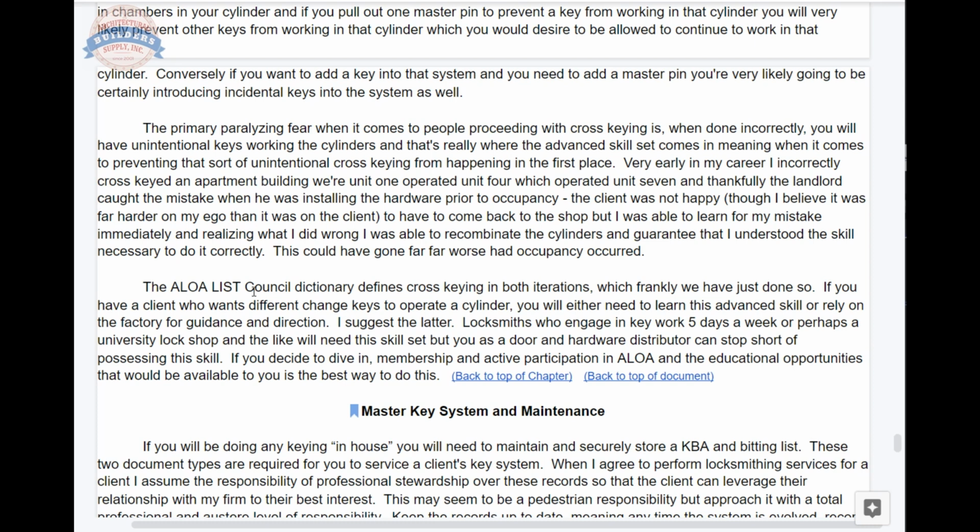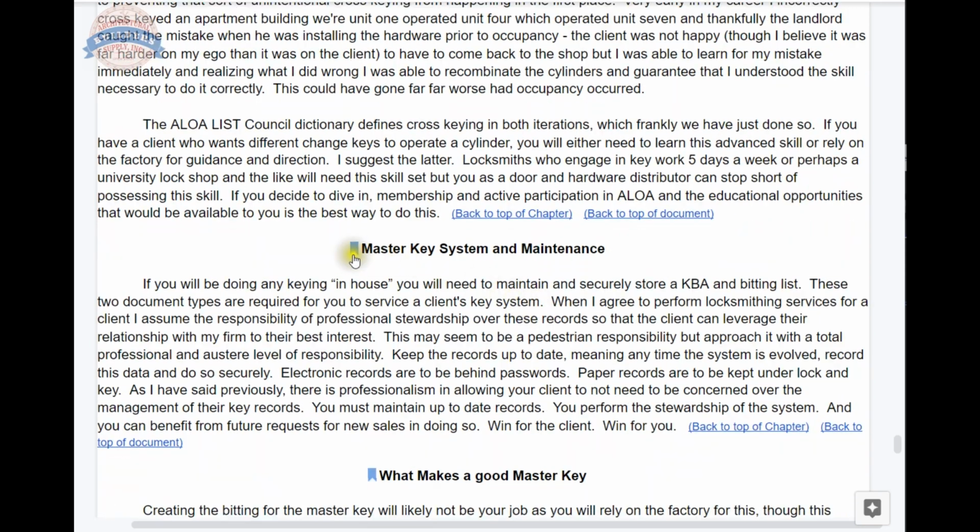But there are other things that I let go because I know I can go back and relearn it, and I don't have to walk around on a daily basis with the ability to whip out a standard progression format and show you unintentional cross-keying at the drop of a pin. Locksmiths who engage in key work 5 days a week, or perhaps a university lock shop, and the like will need this skill set, but you as a door and hardware distributor can stop short of possessing the skill. That's my opinion. If you decide to dive in, membership and active participation in ALOA and the educational opportunities available to you is the best way to do this. That's the bottom line. Next is master key system and maintenance.